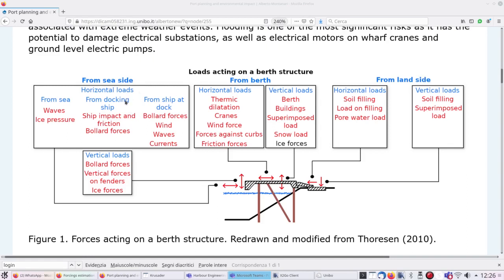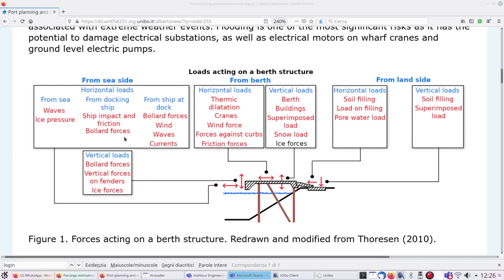So let's look at the seaside. Everything should be already known by us. From the sea, we have waves. I look on the left, waves and ice pressure. Ice pressure is something that we didn't consider. And the waves, we consider them. And this is a horizontal load, okay? So waves and ice pressure, they are horizontal loads. And then again, in terms of horizontal loads, from docking ship, we have ship impact and friction. And also we have the bollard forces.